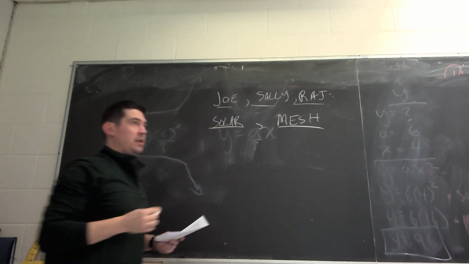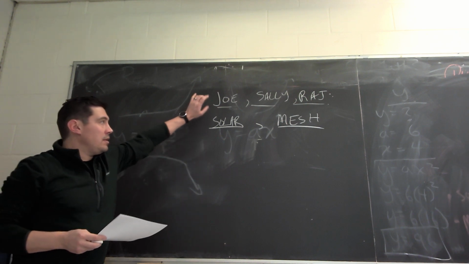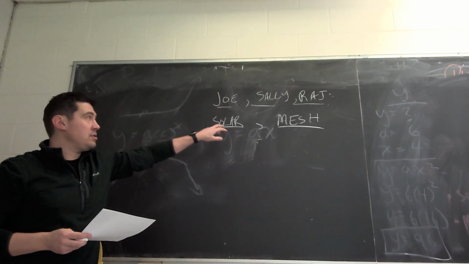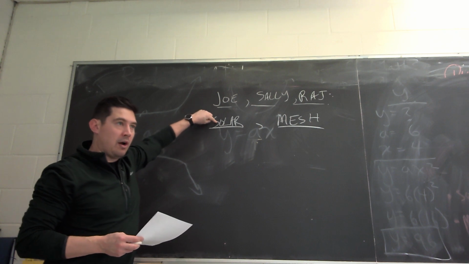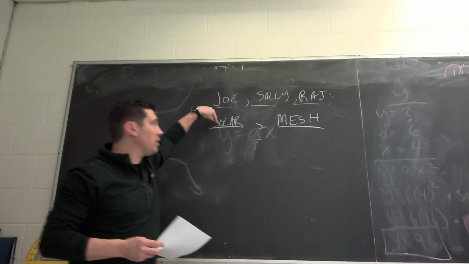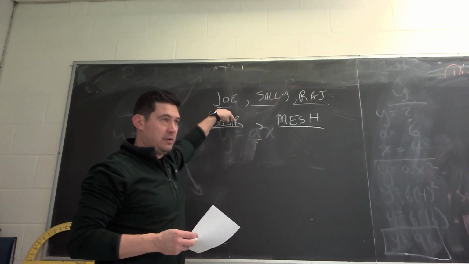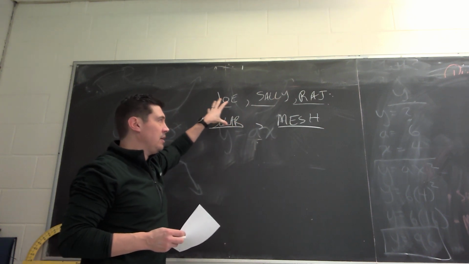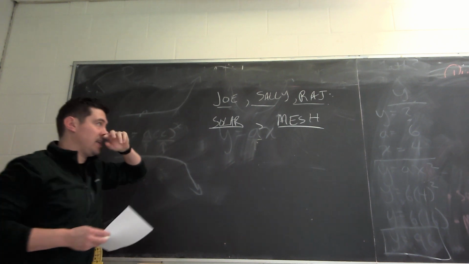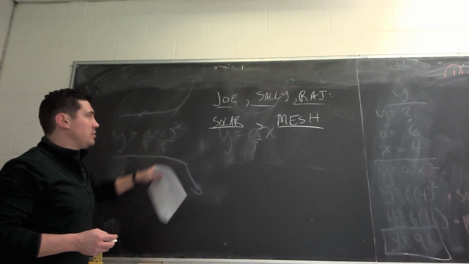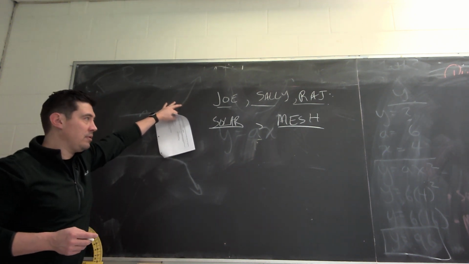So here's the thing that I want you to think about. These three names, those two boxes, you're only going to be working with one combo at a time. Joe and solar, or Joe and mesh, or Sally and mesh, or Sally and solar. You're never going to be doing a combination of any of that kind of stuff. And so that's the most important thing to note.